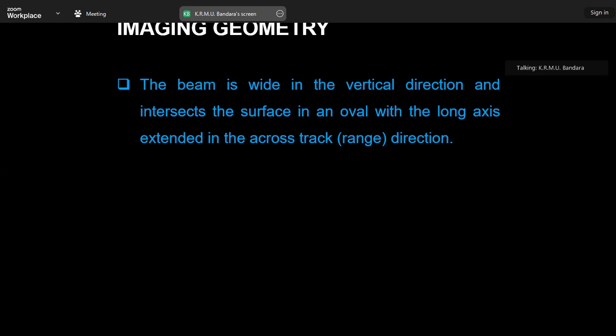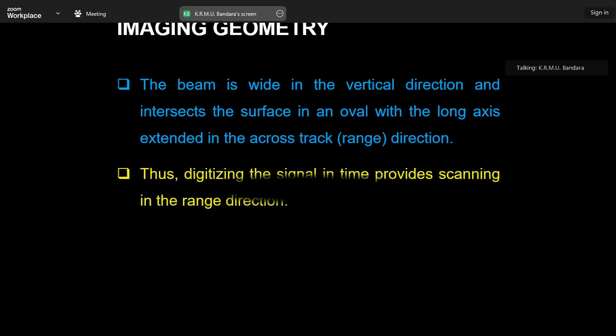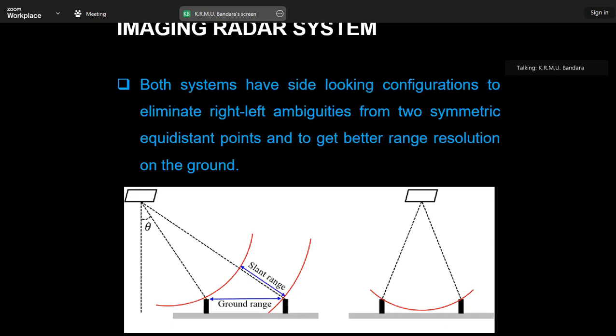Okay, this is how the beam is wide in the vertical direction and intersects the surface in an oval shape, and the long axis extended across the track. Okay, we will see the diagram. Thus digitizing the signal in time provided scanning in the range direction. Then the range direction pixel is going from here to here. This pulse is going from here, scanning starting here until here. This one is coming as an oval shape.